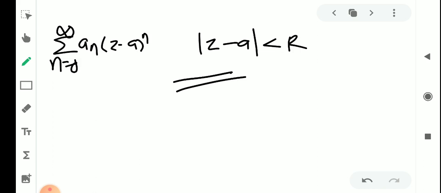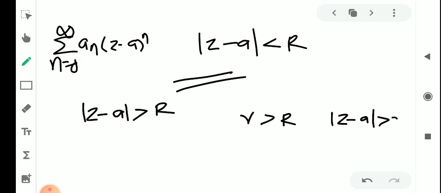Then we have the B part. Here what we need to prove is for mod z minus a greater than capital R. So we choose a number small r which is greater than capital R such that mod z minus a is greater than small r. So capital R is less than small r, which means 1 by r. Taking the reciprocal, the inequality reverses: 1 by small r is less than 1 by capital R.